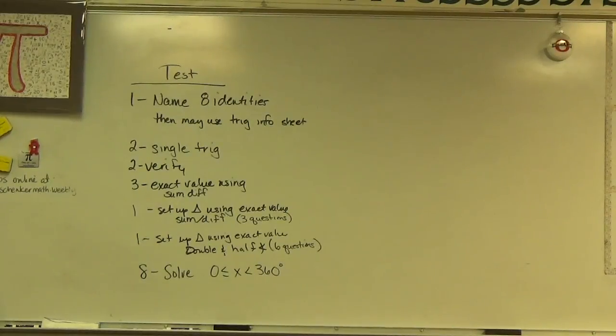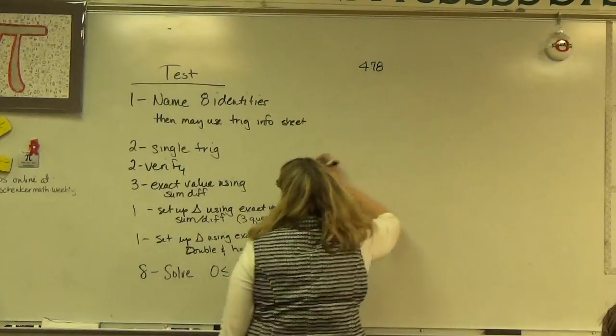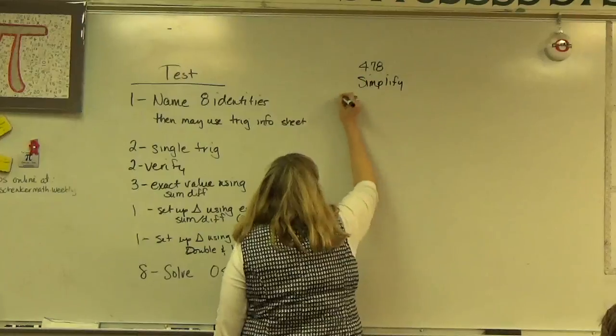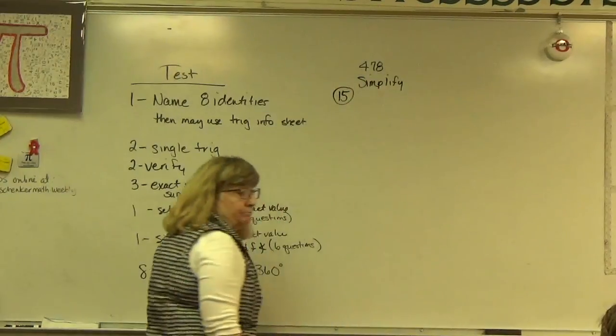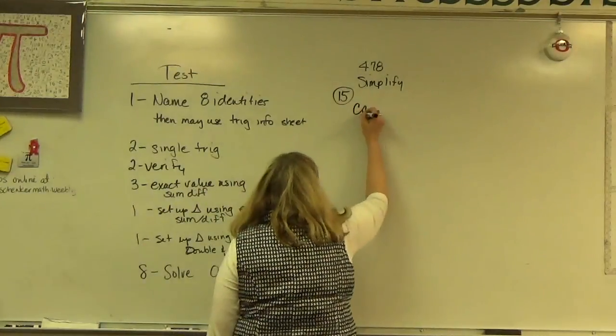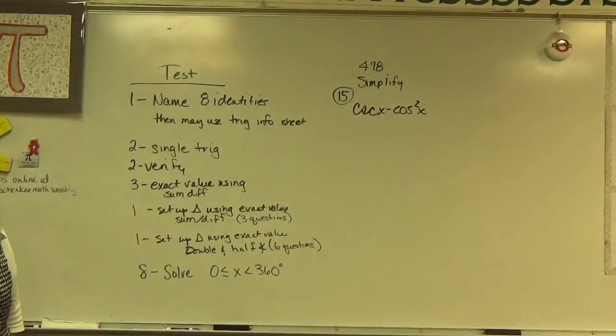Okay, is everybody see where I'm at? 478. I'm just going to use those as examples. Instead of having you assigned to do them, we're going to use them as practice problems. So on page 478, number 15. Okay. So this would be an example of simplify to a single trig. So it's cosecant of x minus cosine squared times cosecant of x.